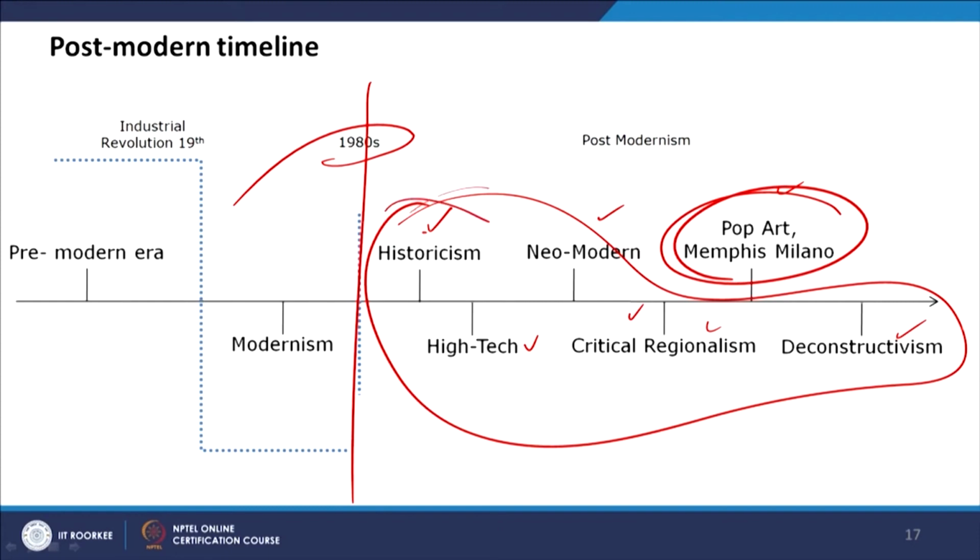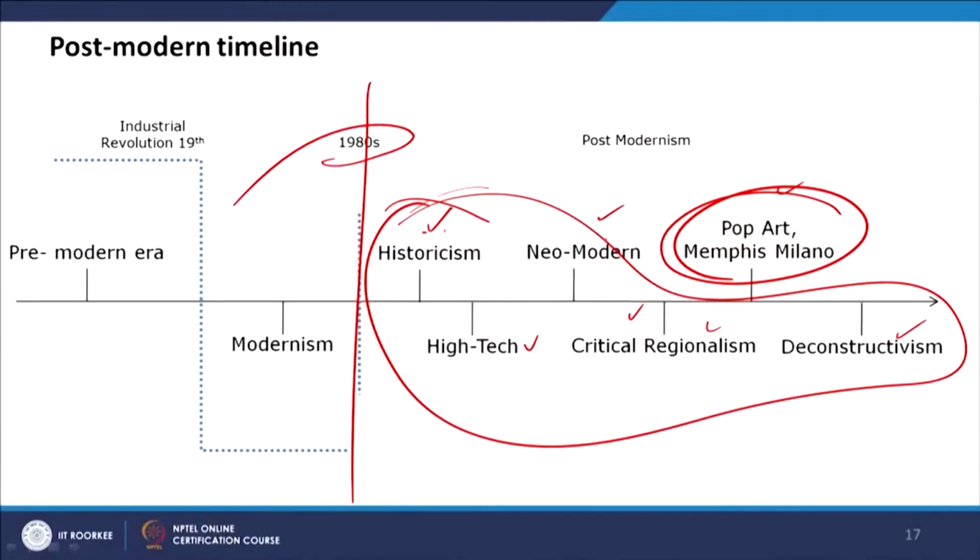Parallel with these architecture movements, some furniture design and product design started evolving. If you're interested, you can read about these architectural movements, and that will give you a better understanding of this design style. But we'll focus on pop art and a few examples of Memphis Milano, which is also product design. We'll focus on the pop art movement, which is the predominantly postmodern art movement.